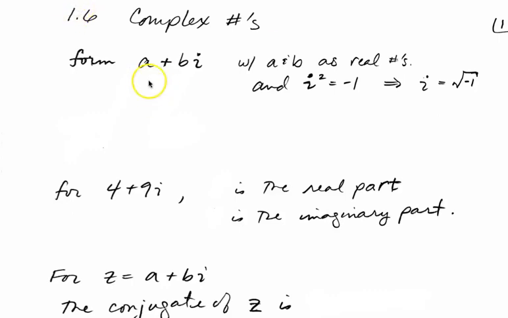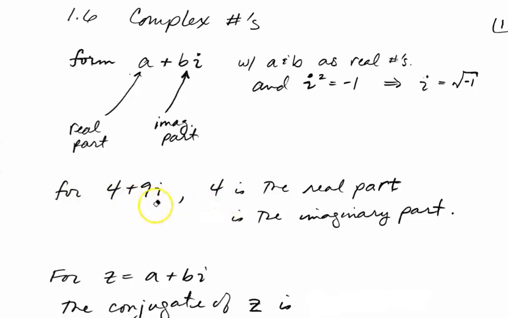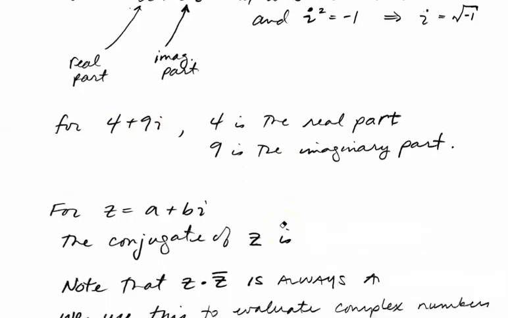Looking at the imaginary part and the real part of a complex number, it's made up of two pieces. There's a real part, which is without the i, and the part that is imaginary would be b, which is associated with the i. As an example, for 4 plus 9i, the real part of this complex number is 4. The imaginary part is 9.